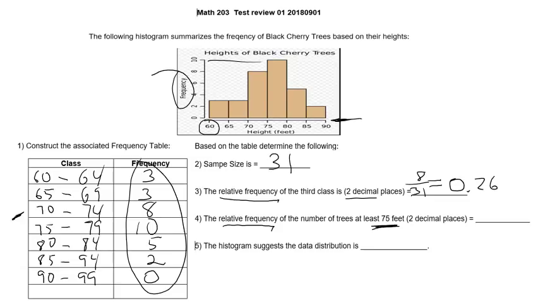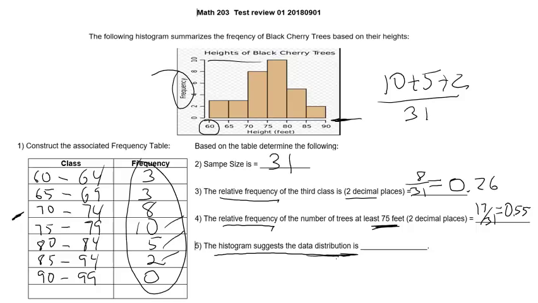Reading the next one, the relative frequency of the number of trees that are at least 75 feet. So at least 75 feet, we'll go up here and work this one out. So the trees which are at least 75 feet, there were 10, then 5, then 2, and again, since we want relative frequency, we divide by the sample size, which was 31, and so we have 17 divided by 31, and converted to a decimal number, 0.55.